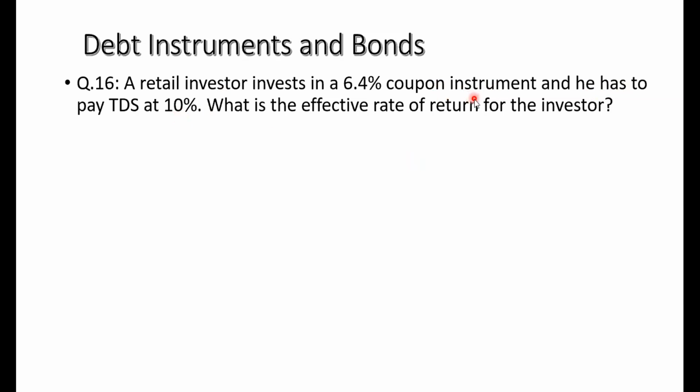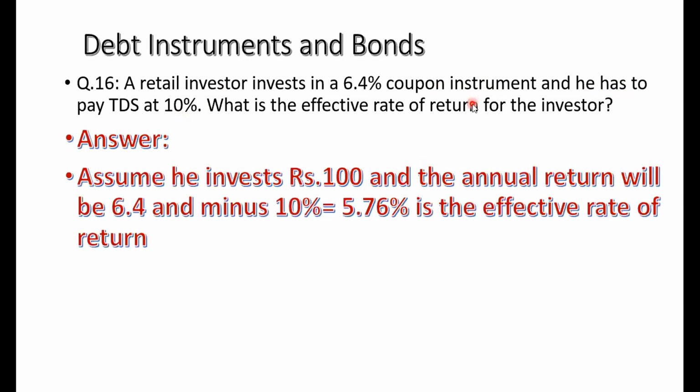Now, what is the effective rate of return? Simple question. So 6.4 minus 10%, that's all. Suppose it's 100 rupees, 6.4 you will get. But you have to pay 10% tax, so 6.4 minus 10%. 10% of it is 0.64. So you will get 5.76, the effective rate of return after adjusting TDS.